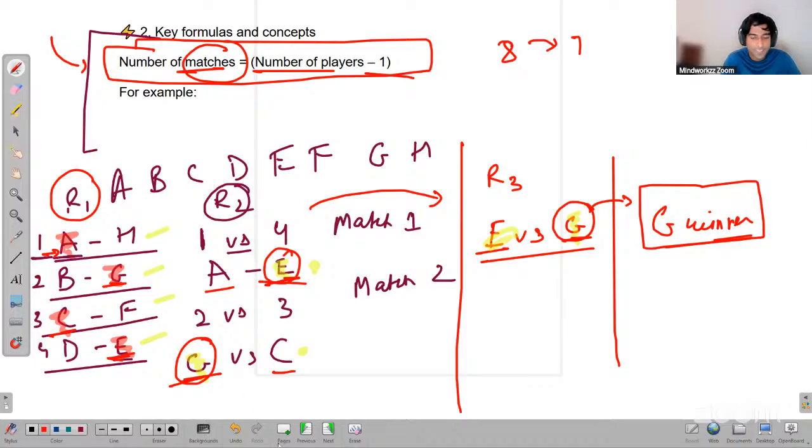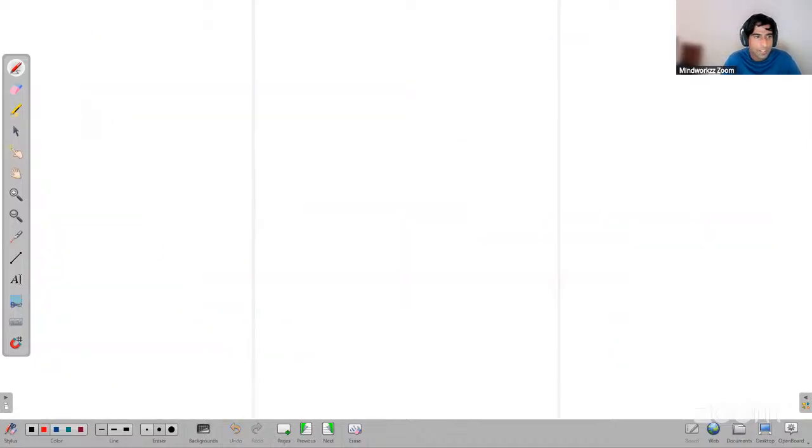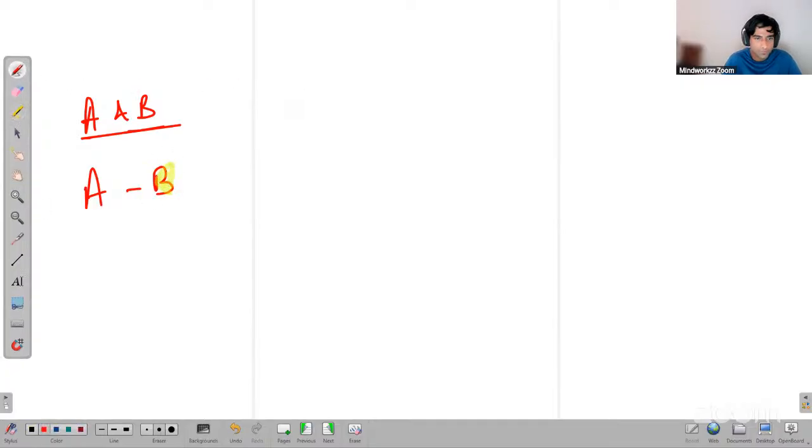Let's try to test this formula in different scenarios. Let's say I have 2 players, A and B. Only 2 players. So A will play against B, and let's say B wins. So B is the winner. How many matches happened when we had 2 players? We had 1 match.